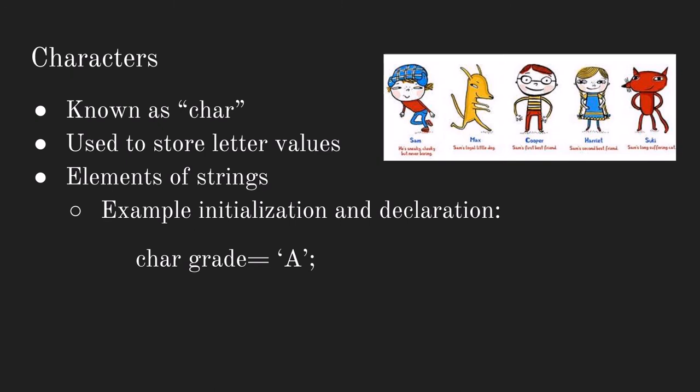We also have characters, which are denoted by char, and they can be used to store individual letter values. They are elements of strings, which we will be covering in later videos. An example would be, let's say we want to store a letter grade, and that letter grade will be A. So we can declare a character called grade, and we can initialize it with a value of A, a single letter, and the way you initialize characters is you add 2 apostrophes, one to the right and one to the left.